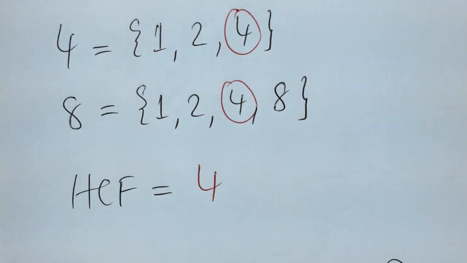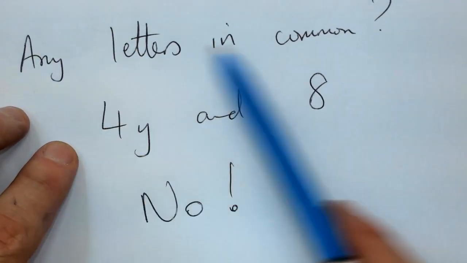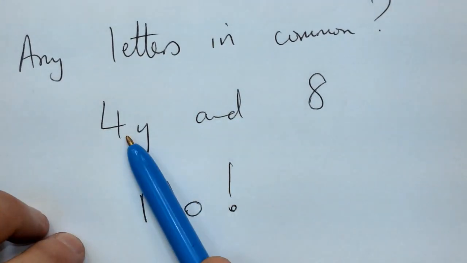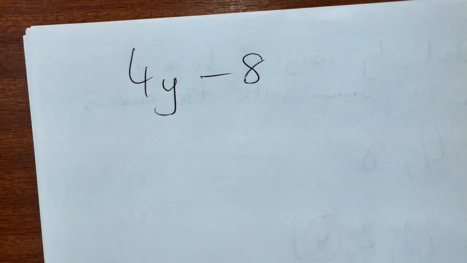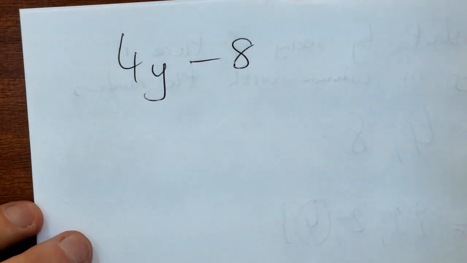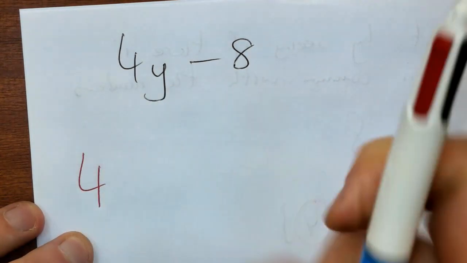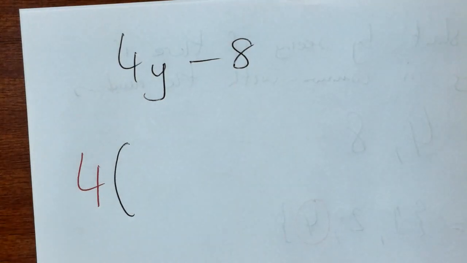Okay, the highest common factor is 4, and then you say, any letters in common? 4y and 8, and the straightforward answer is no. No letters in common. Okay, all good. So, 4y minus 8, we've checked the numbers, and we've figured out that there is something in common between the 4 and 8. We took out that 4, we open up our bracket.